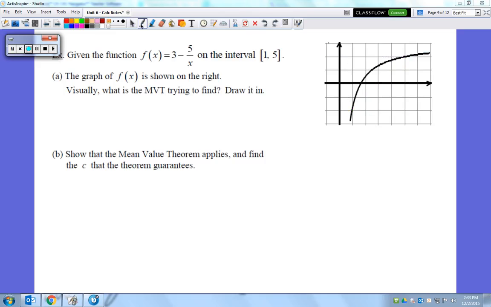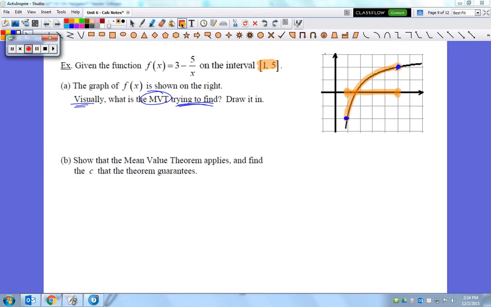Alright. Given the function 3 minus 5 over x on the interval from 1 to 5. So let me highlight this. 1, 2, 3, 4, 5. We're looking on this interval, so that means from here to here on the graph. You see it? The graph of f of x is shown on the right. Visually, what is the MVT trying to find? Draw it in. Okay? Here's my endpoint.